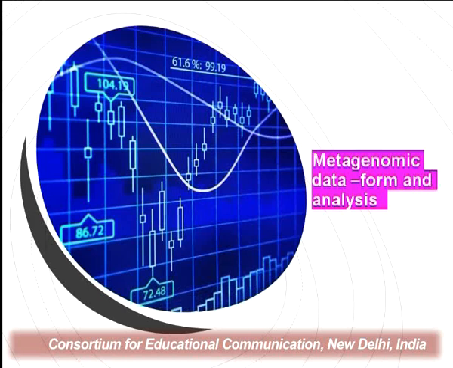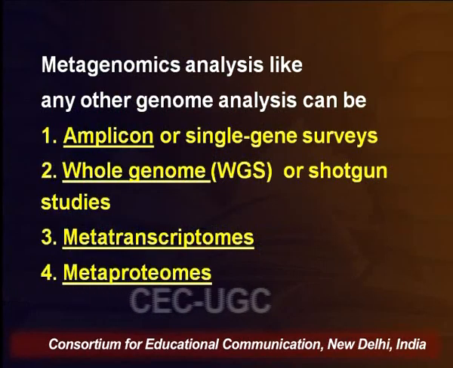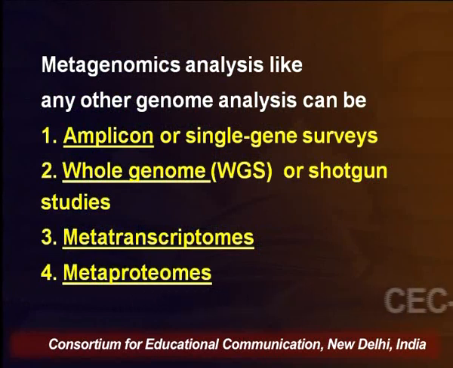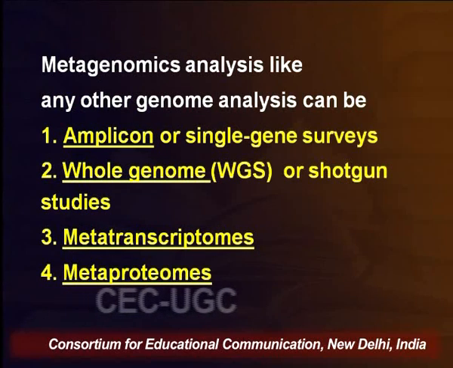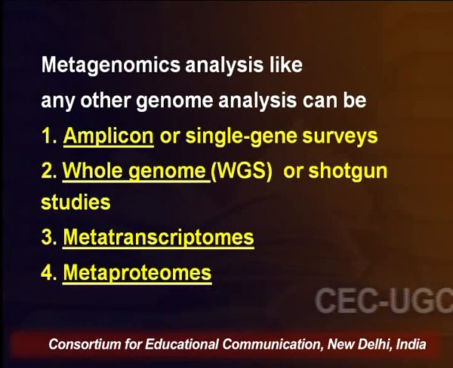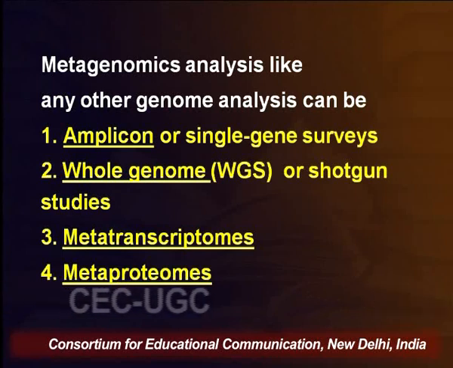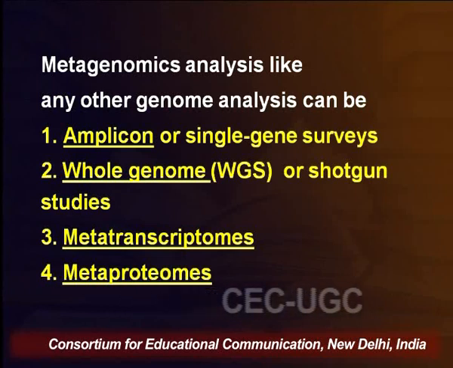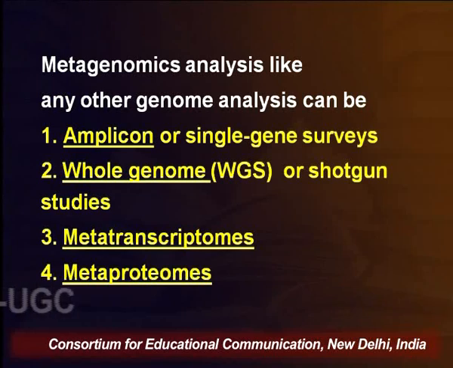So going to the next subheading, that is, what is the form of metagenomic data and how do we analyze that data. For that, first we need to understand, like in genomic studies, how we extract this data. This data for metagenomic analysis can be a single gene survey, that is an amplicon. We usually amplify selected genes. It may be whole genome data, meaning the whole genome sequences are assembled.